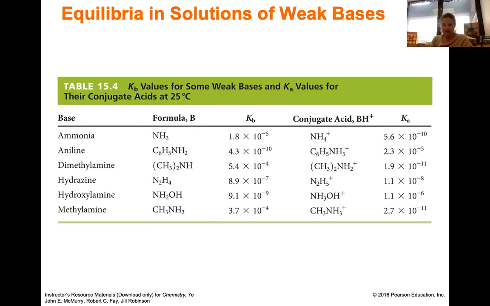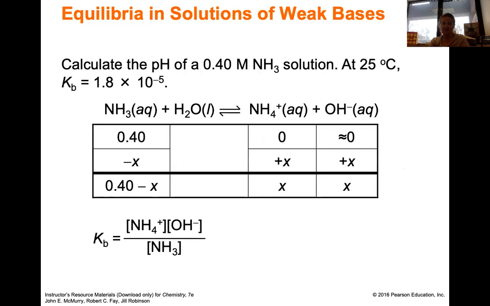Here are some values for some of the weak bases. And the conjugate acid of that gives you what the Ka is. So it shows you that the stronger the weak base, the weaker the conjugate acid strength. So if we make a solution with a weak base, we use exactly the same concepts from chapter 13 that we used with weak acids.